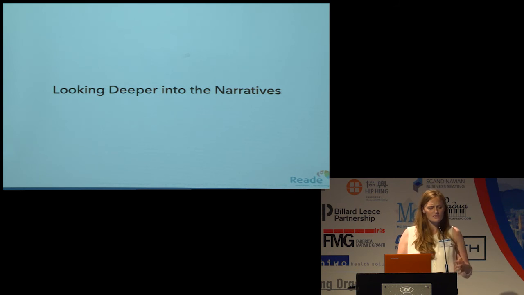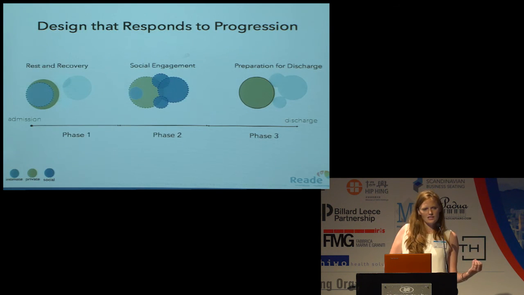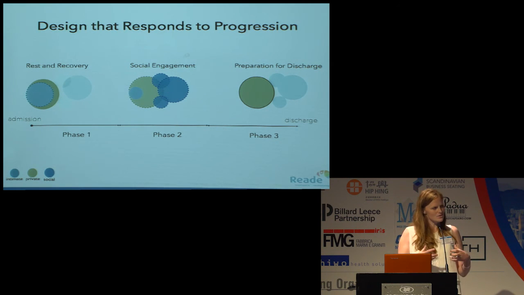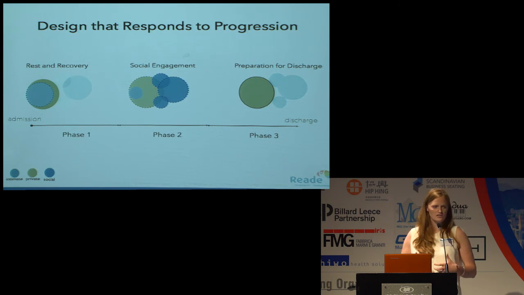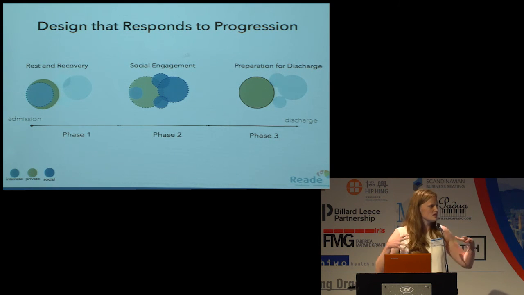But if we look deeper into these narratives, these really moving elements, you actually see that patients go through 3 phases of rehabilitation, and they need 3 different types of space to support them the most. The first is this idea of rest and recovery, where you're not sick, but you sure are tired. You need to gain strength and stamina, and you need intimate space to be very well supportive of your area.